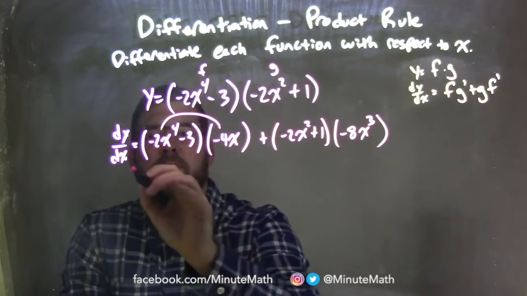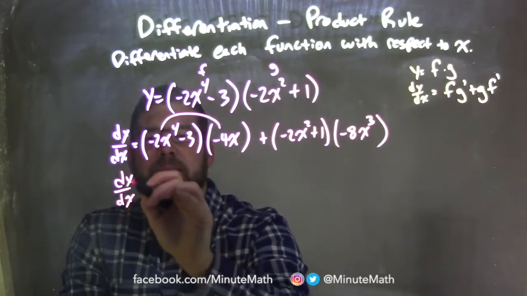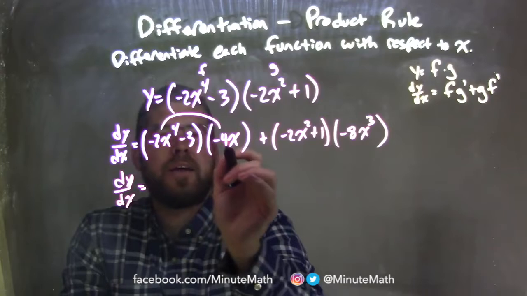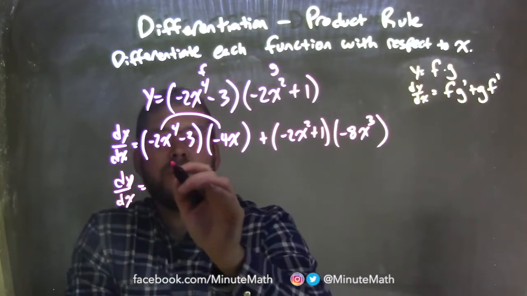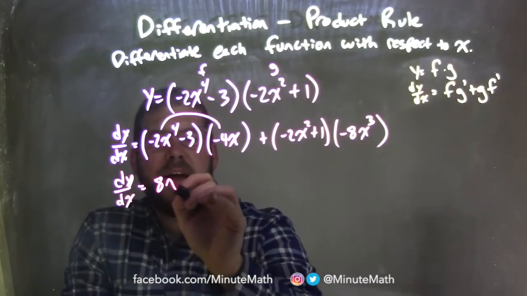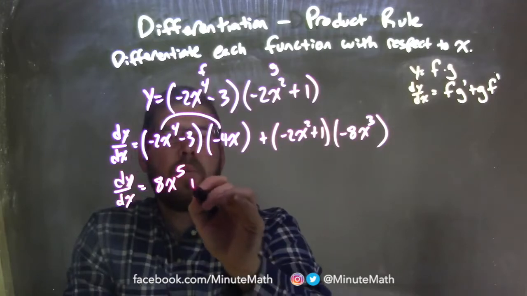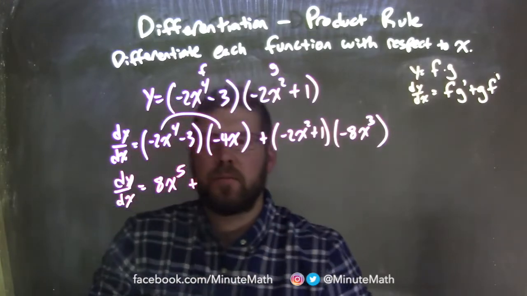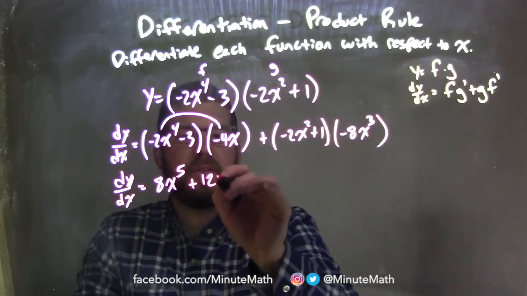So we multiply the negative 4x, or dy dx here. Multiply the negative 4x out. Negative 4x times negative 2x to the fourth is a positive 8x to the fifth. Plus negative 4 times negative 3 is a positive 12. And then the x is there.